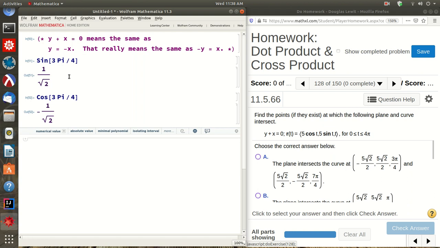So what we have to do is figure out all of those angles on the interval where t is between 0 and 4 pi. That should be pretty easy to do, so let's figure it out. I'm going to use Mathematica's Table command. Table, let's see.